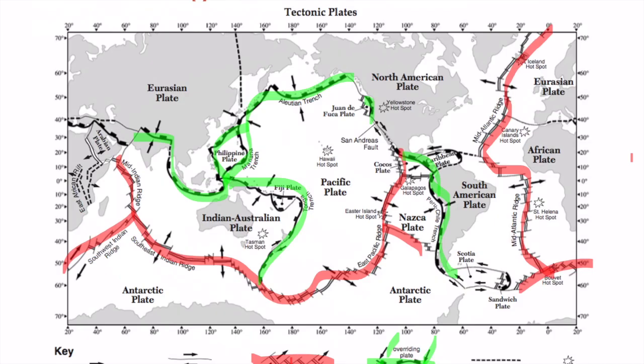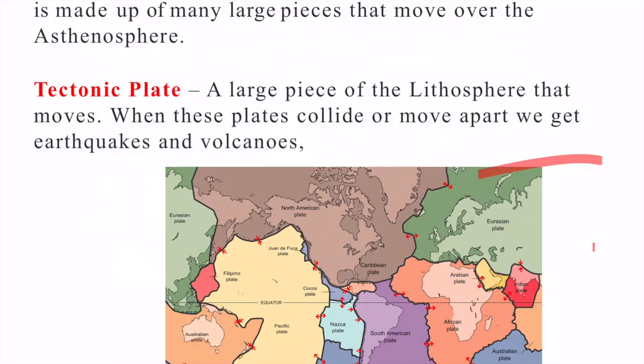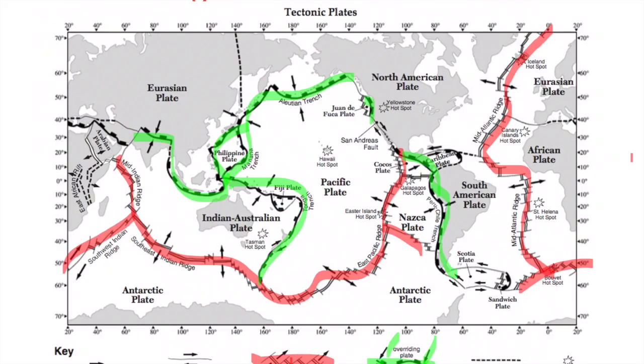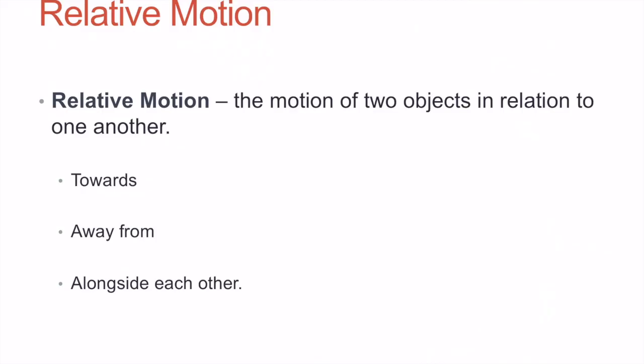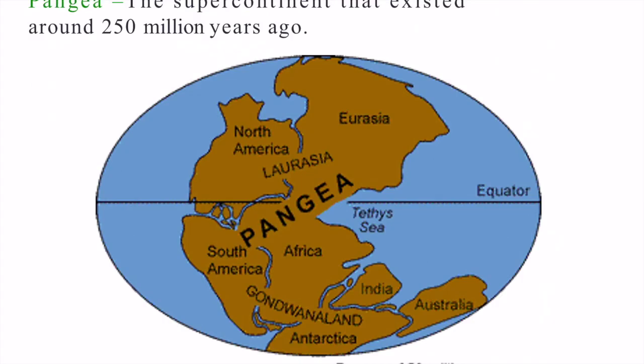Okay, so our plates move, right? We established in this definition here, our tectonic plates are pieces of the lithosphere that move. So if they move, that means the Earth must have looked different than it does now. And here we see a picture of the Earth about 250 million years ago. Okay, 250 million. This is before the dinosaurs were around.